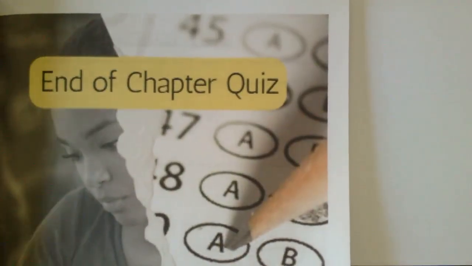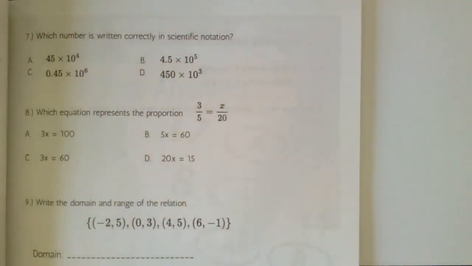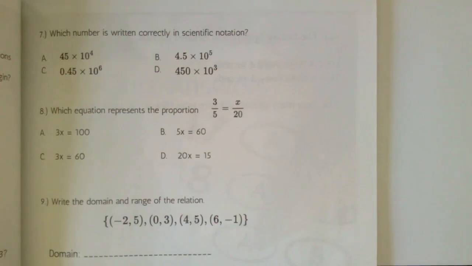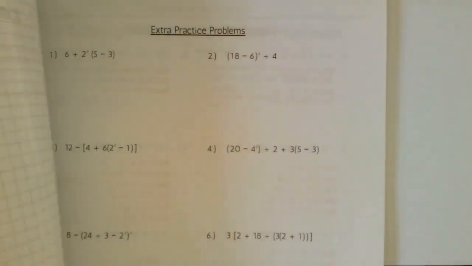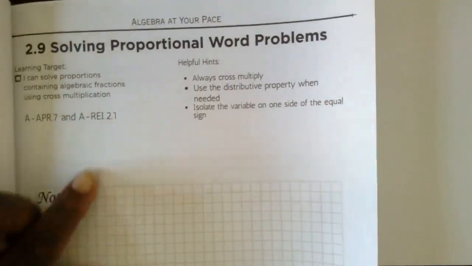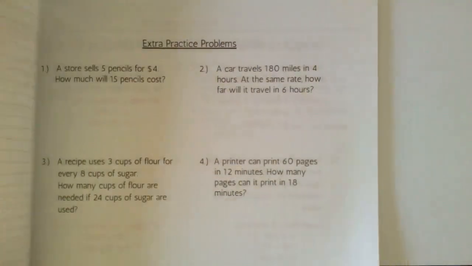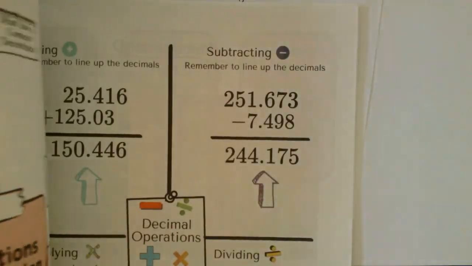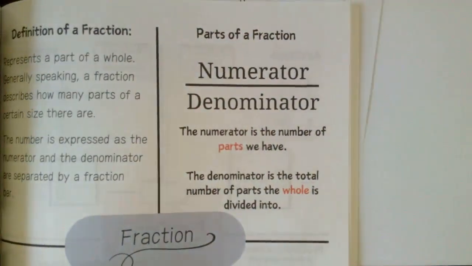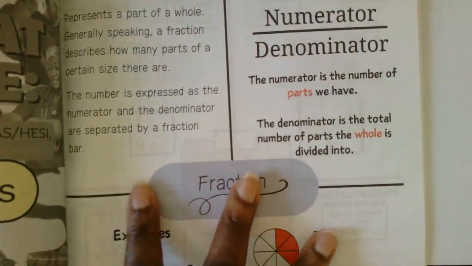After you do all of these, I also give you an end of chapter quiz, a small quiz just to make sure you're really understanding the concepts. For this one, I split it up into a couple of books, because then we have our order of operations and percentages, and proportional word problems. I give you more of the word problems that you generally see on the ASVAB. Same process, but at the very back, just in case you forget certain things, you have reference pages.